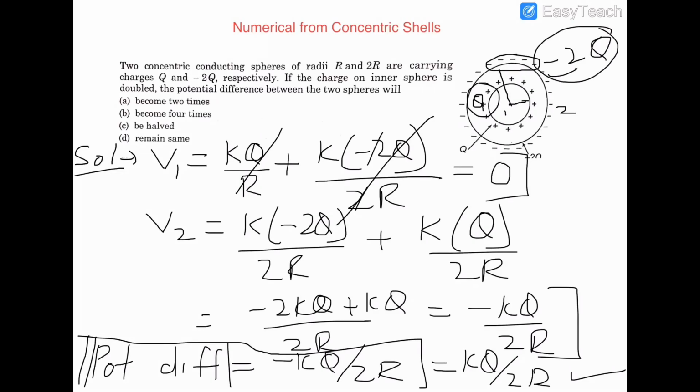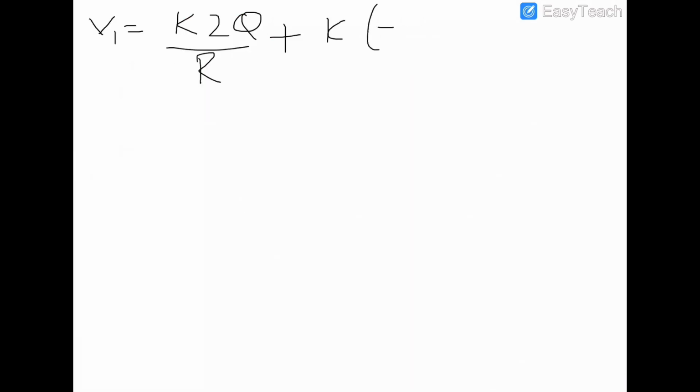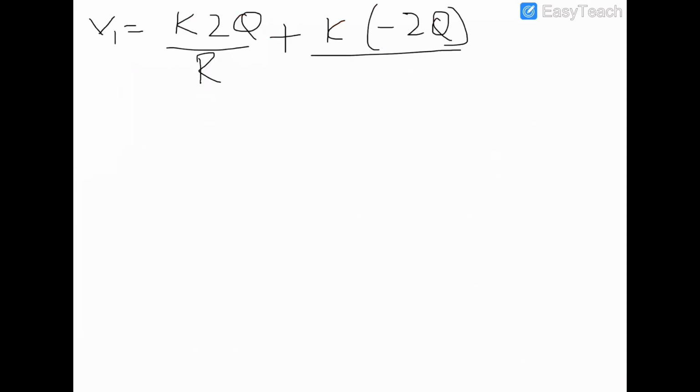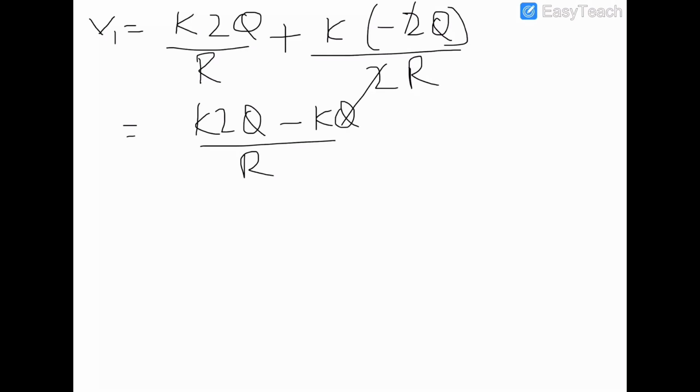The charge on the outer sphere is constant, minus 2q. So the potential due to the outer sphere will be equal to k times minus 2q over the radius of the outer sphere, which is 2r, as given in the question. So this 2 and 2 will get cancelled. So our potential will come out to be k2q by r minus kq by r. So that can be written as kq by r. So this is the potential on the first sphere, the inner sphere.